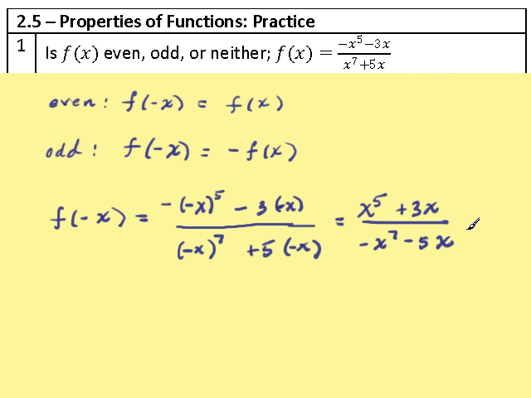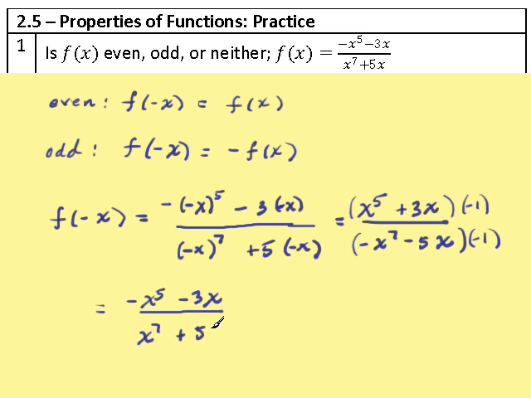But we notice that if we multiply top and bottom by negative 1, then we actually do get minus x to the fifth minus 3x in the numerator. In the denominator we get x to the 7th plus 5x, which is exactly the same as f of x. So this function is even.